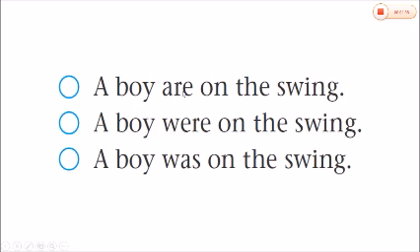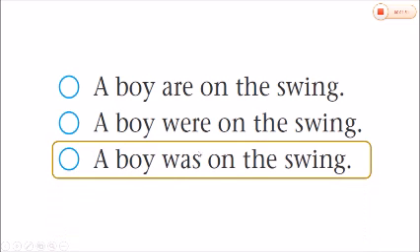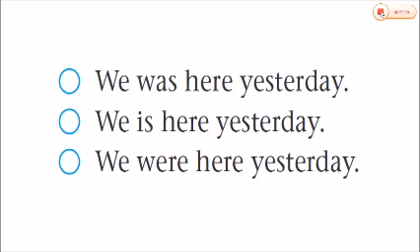Here, a boy are on the swing, or a boy were on the swing, or a boy was on the swing? A boy was on the swing. Excellent, Farida. A boy is only one, so we take was. Can we say a boy are? No, because are comes with more than one, and were comes with more than one. We was here yesterday, we is here yesterday, or we were here yesterday? We were. Why? Because we comes with were. Can we say we is? No.